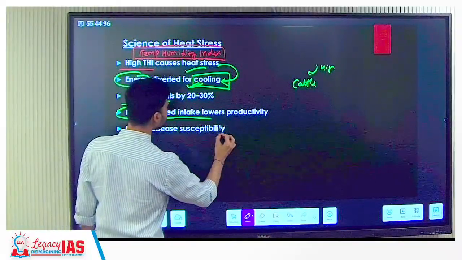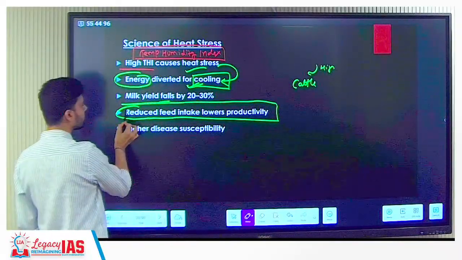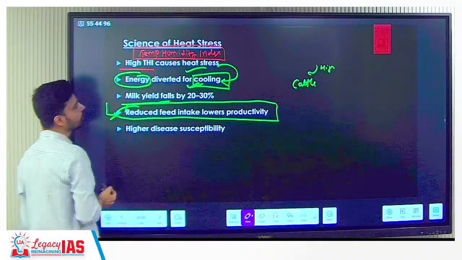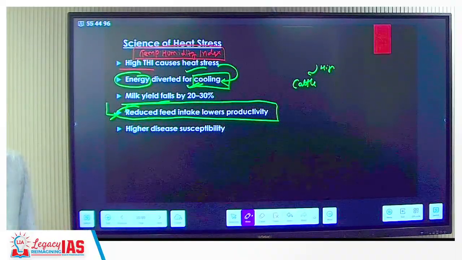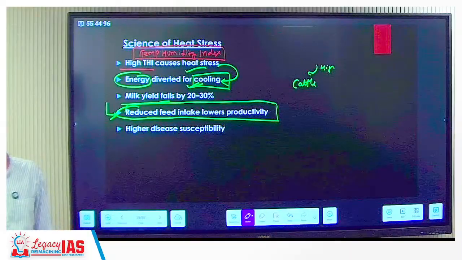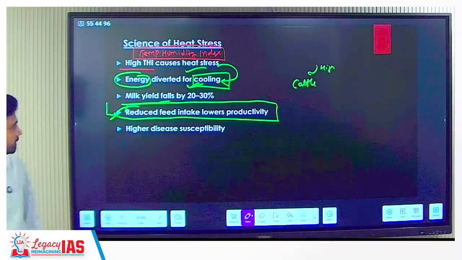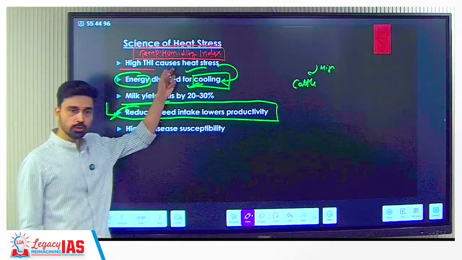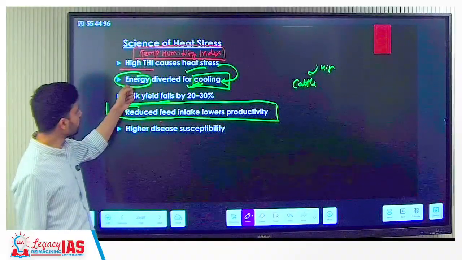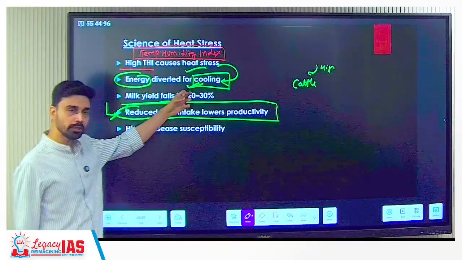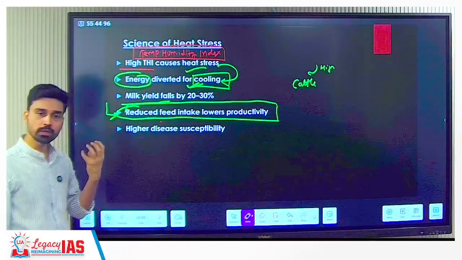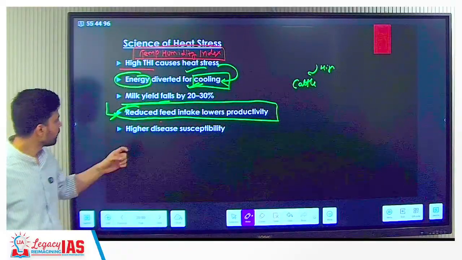Now, reduced feed intake also lowers productivity, because it is seen that if the cattle are stressed and living in hot conditions, their hunger drive is lesser than normal. That means they are eating less. So you have two disadvantages. One, the metabolic energy, whatever limited they have, is diverted for cooling. Second, they are taking in a lesser volume of energy.